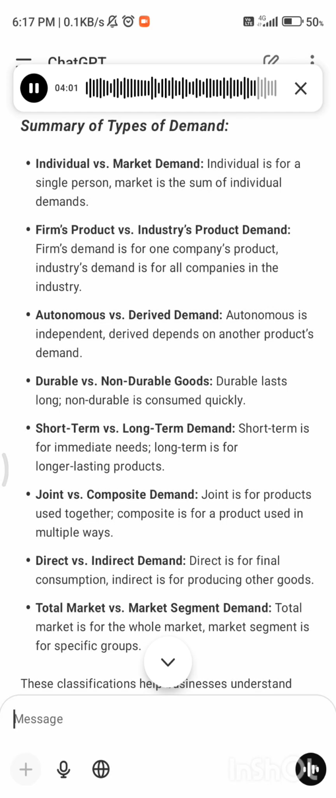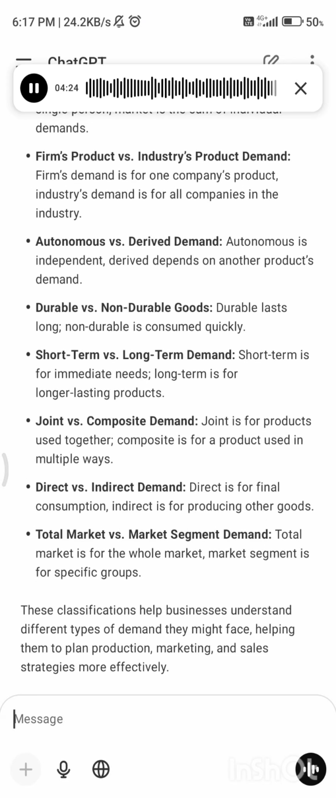Joint versus composite demand. Joint is for products used together. Composite is for a product used in multiple ways. Direct versus indirect demand. Direct is for final consumption. Indirect is for producing other goods. Total market versus market segment demand. Total market is for the whole market. Market segment is for specific groups.